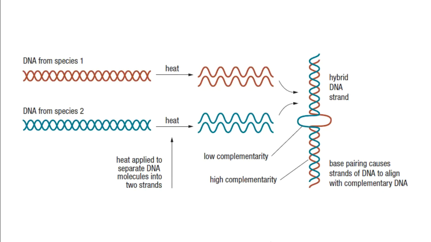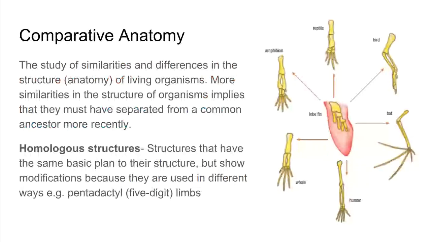Here is an image of the DNA to DNA hybridization. We see the red and the blue DNA here. We can see that they're separated by heat and then allowed to join back together. And we can see that there's just one difference in that sequence of DNA strands. So we can say that these organisms are highly similar.